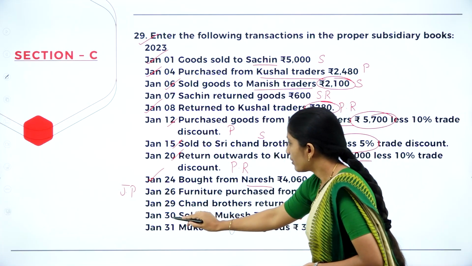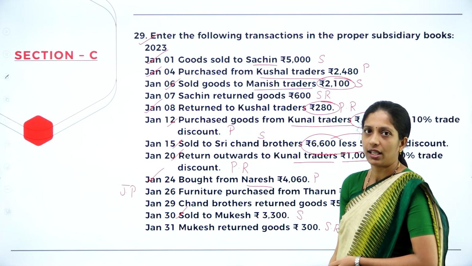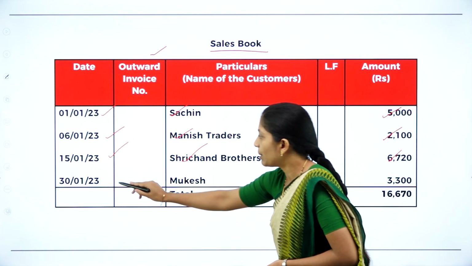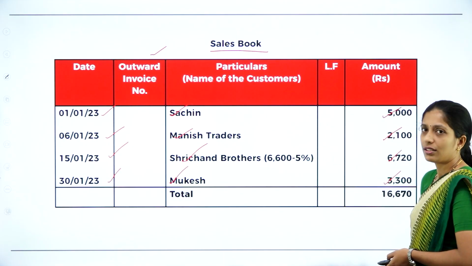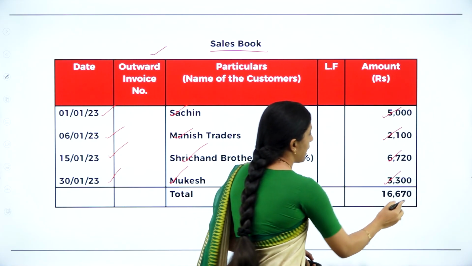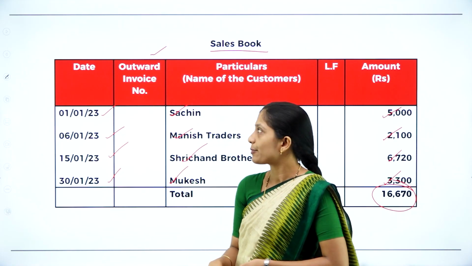Next transaction, we have here January 30th, sold to Mukesh. That is how much? 3,300. And there is no trade discount. You will write the date and name of the customer. 30th, Mukesh, and the amount is 3,300. Now we will total everything so that your total is 16,670. Okay, so this is the total of your sales book.